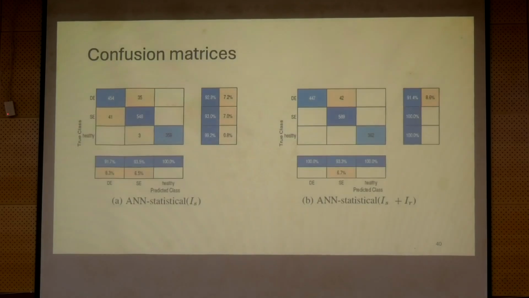So the confusion matrix for my implementation is shown here. 91.7% of the time it could predict dynamic eccentricity correctly. 93.5% of the time it could predict static eccentricity correctly. For healthy, it was able to predict 100% of the times. Probably it was already overfitted by then. Okay. Usually when you get 100% classification accuracy, you can more or less be certain that you have an overfitted model.